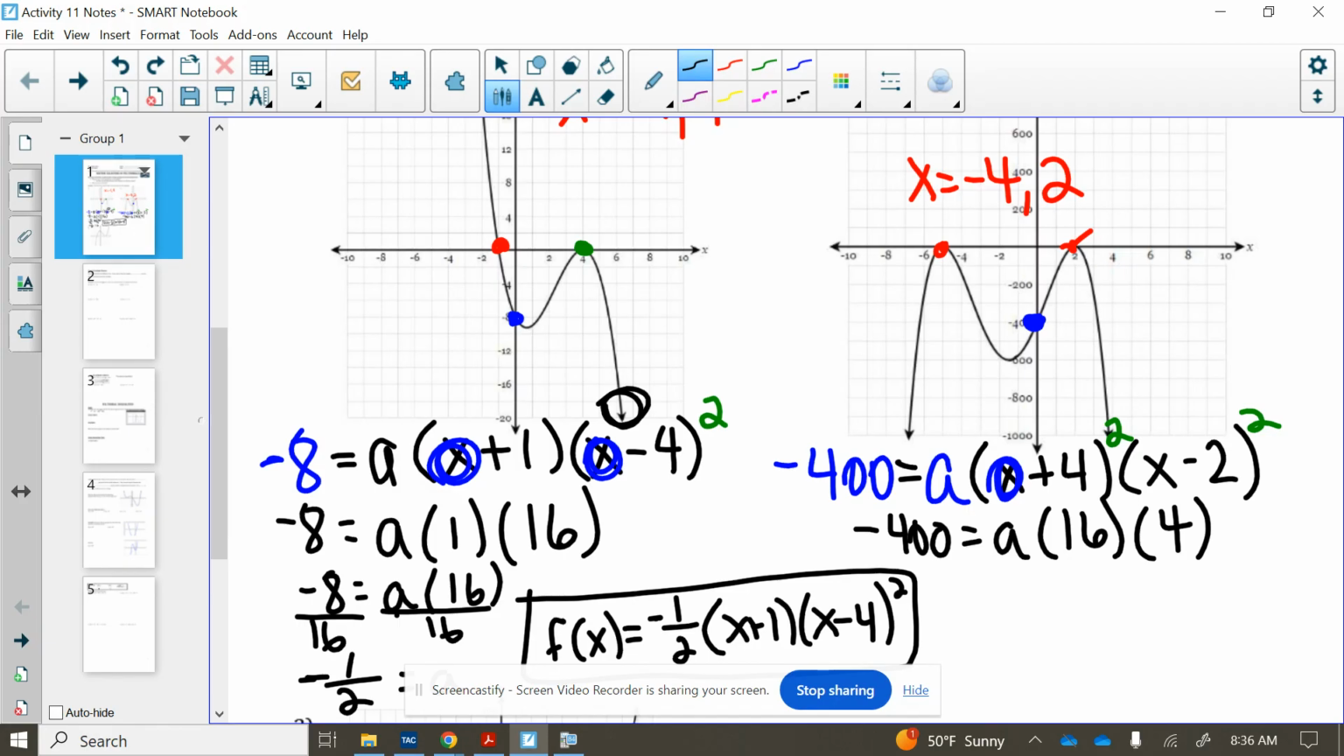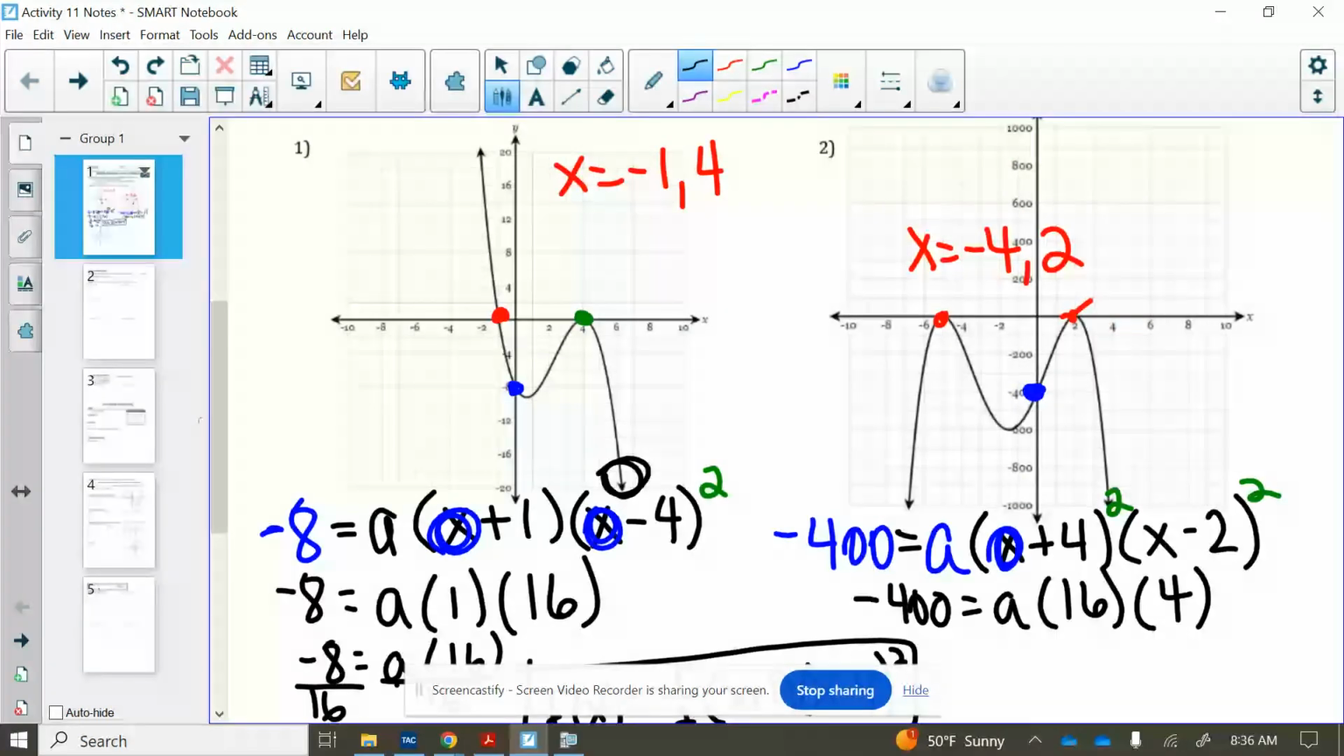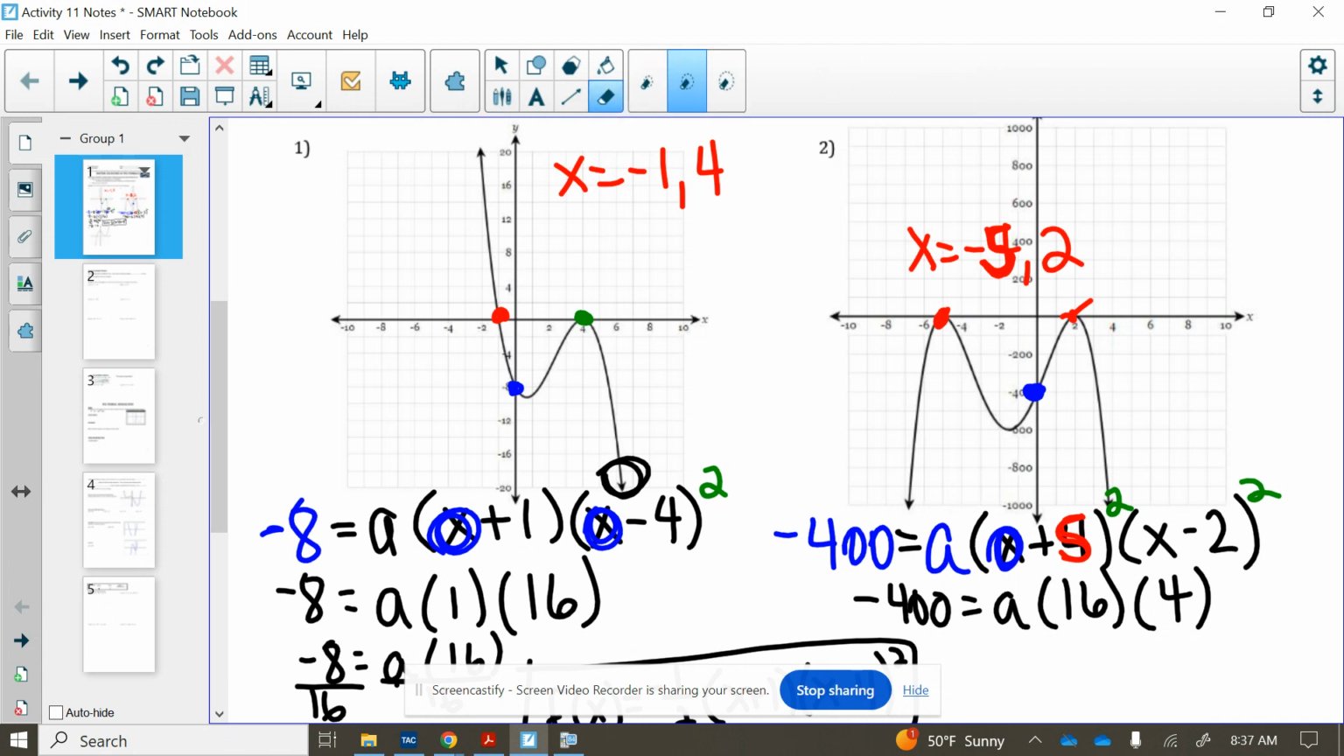Sorry, I realize at this point that I had the wrong value for our zero here. This is actually at 5. So when we plug this in, this should be plus 5. Sorry, I had the point wrong there. So this is actually going to be 25.